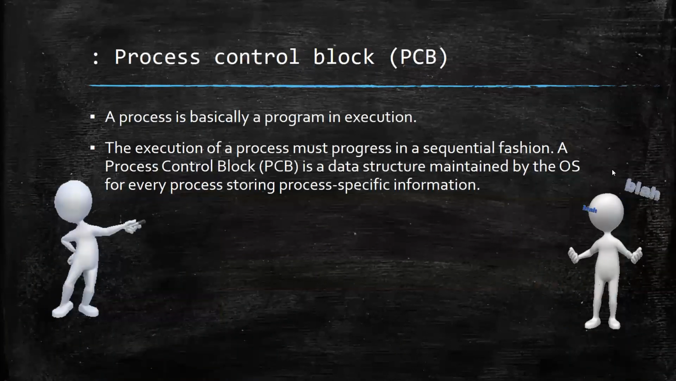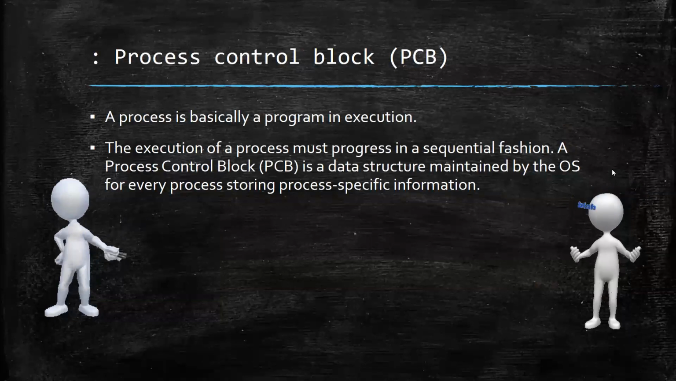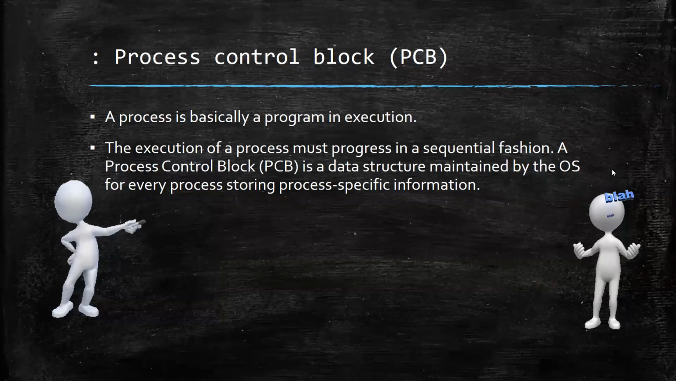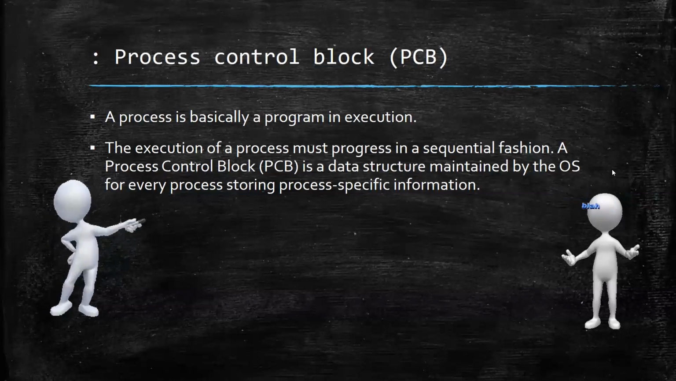So basically, what is a process control block? A process is a program in execution. The execution of a process must progress in a sequential fashion. It starts with a ready state where all the necessary resources are available, and now the process is waiting to be assigned to a processor by the operating system. Next slide.